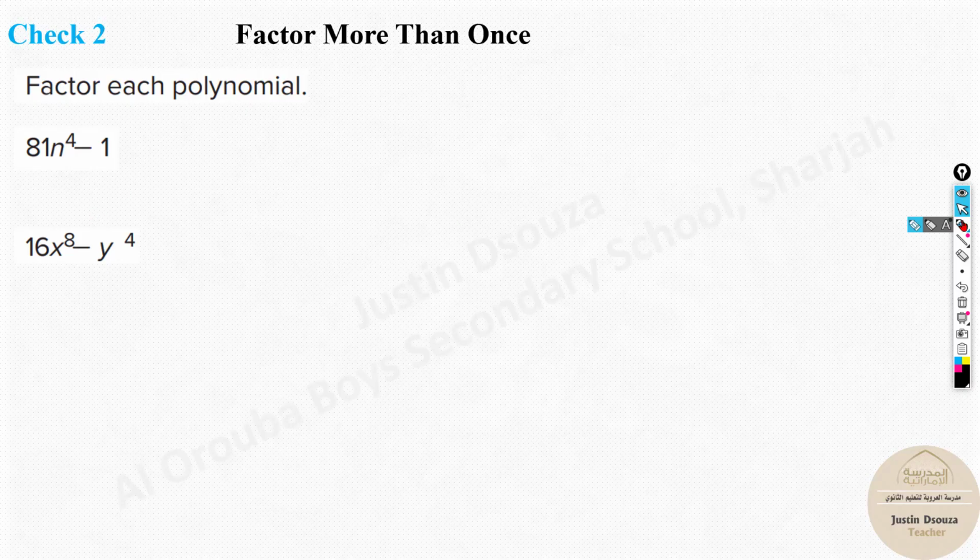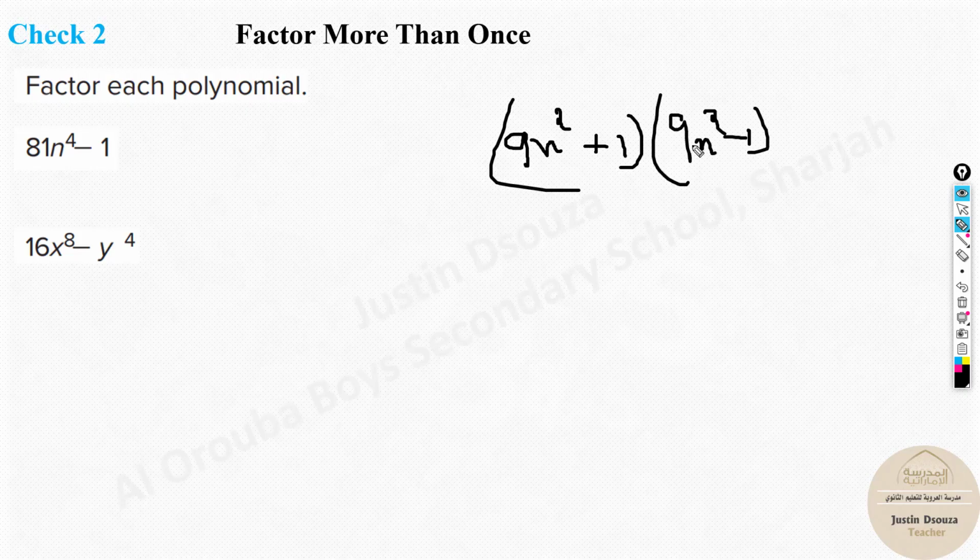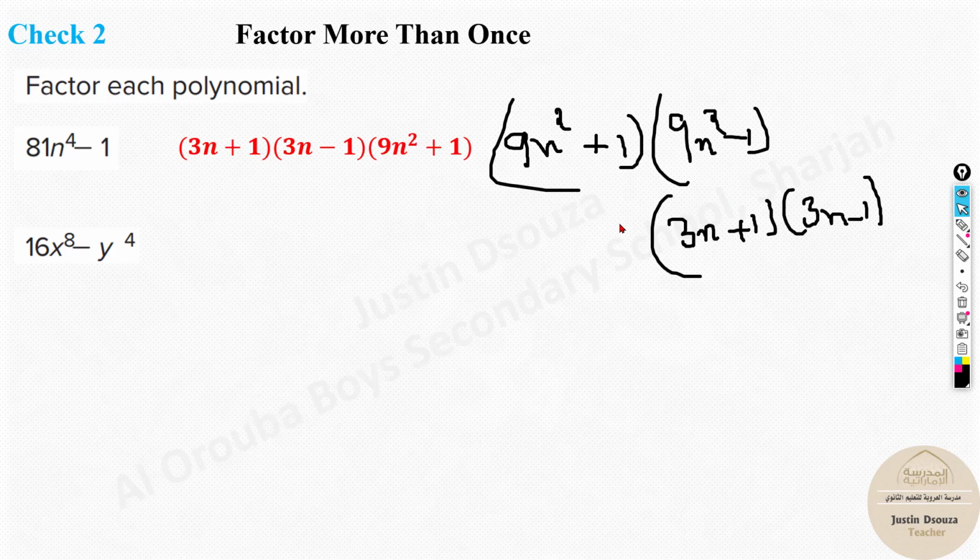We will now solve it over here. So 81 is 9n to the power 2 plus 1 and 9n squared minus 1. Now what about this? 9n squared, I'll just write it down, is 3n plus 1, 3n minus 1. Now let's check the answers. 3n plus 1, 3n minus 1, 9n squared plus 1. This is the answer.